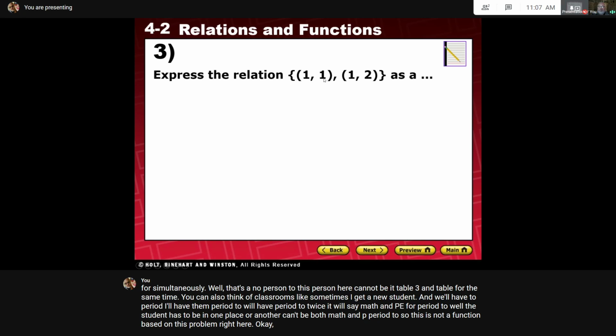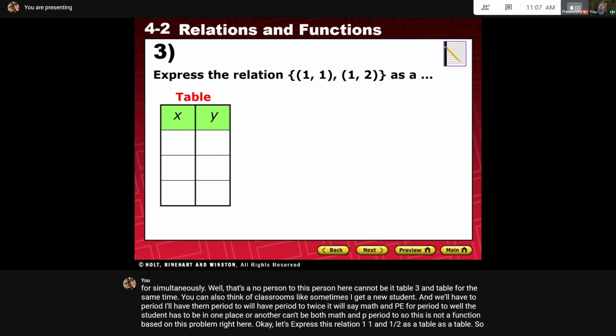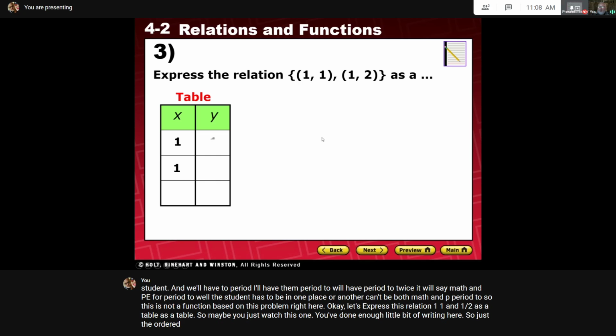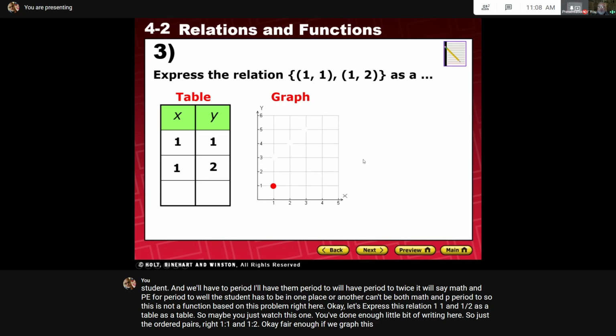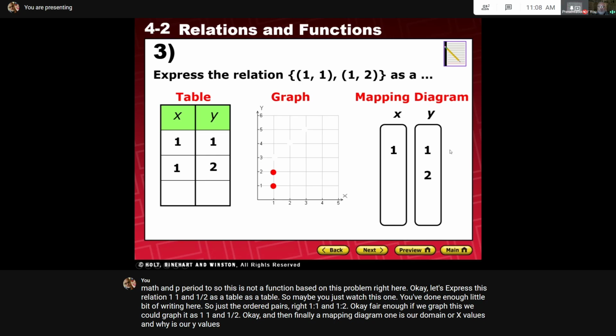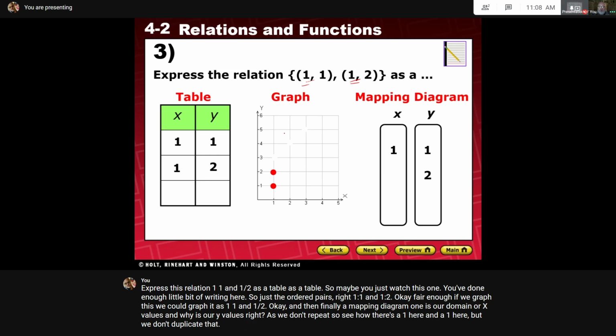Okay, let's express this relation, 1, 1 and 1, 2, as a table. So maybe you just watch this one. You've done a little bit of writing here. So just the ordered pairs, right? 1, 1, and 1, 2. Okay, fair enough. If we graph this, we could graph it as 1, 1, and 1, 2. Okay? And then finally, a mapping diagram. 1 is our domain, our x values, and y is our y values, right? Because we don't repeat. So see how there's a 1 here and a 1 here? Well, we don't duplicate that. So it's just 1.